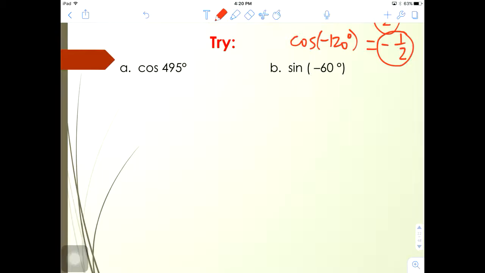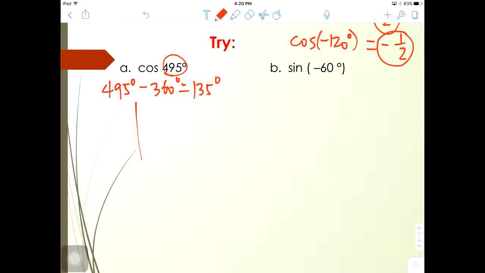Hopefully you've had a chance to try the problems. So let's go ahead and find the cosine of 495. Once again, 495 is way out of range, so I'm going to subtract 360 to find the coterminal angle. 495 minus 360 should give me an angle of 135.